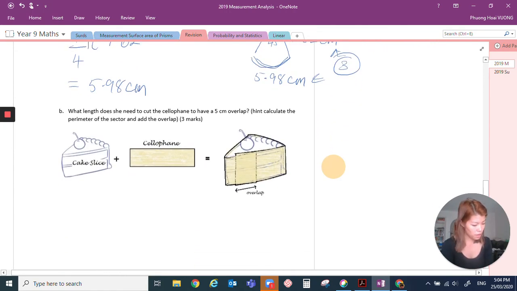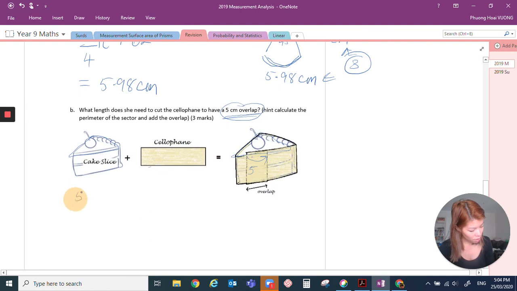So we'll look at the next bit. What length does she need to cut the cellophane to have a 5 centimeter overlap? So it's going to be the perimeter going around the sector, and then it's going to be an extra 5 centimeters. So it starts from here to here to here to here is the perimeter, and then this extra bit is 5. So how do we find the perimeter?